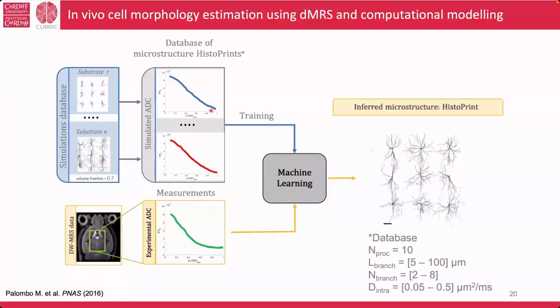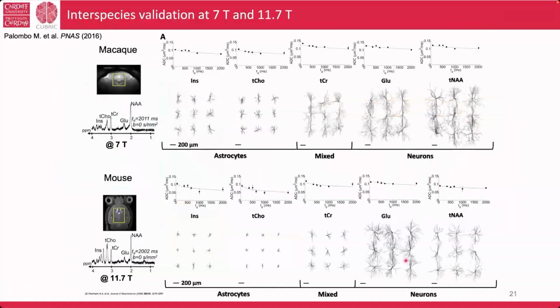And so we have a dictionary of matching pairs, sets of parameters for our model and simulated ADC signal. We can train a machine learning model. In that case, we trained a random forest to learn from a real signal what would be the most likely combination of parameters that originated it. And here you can see an example of the data. The real data are the dots, and then this is the fitted curve.